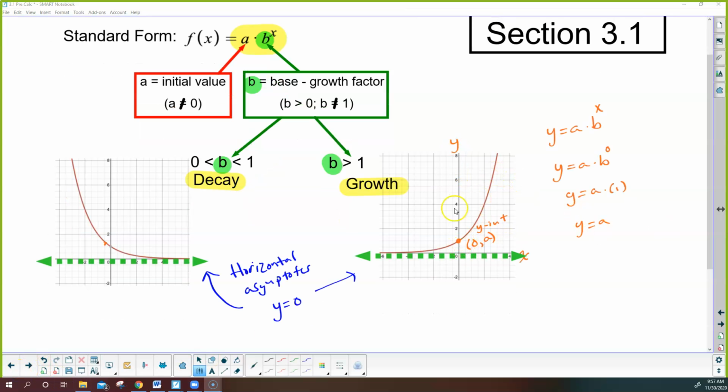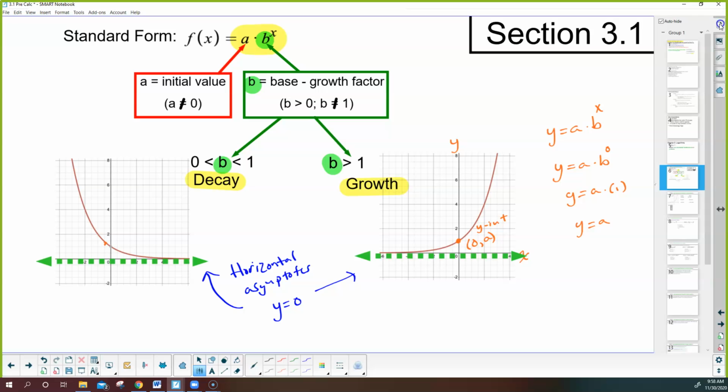Okay, so we just quickly showed you that you can still calculate y-intercepts by just plugging in x equals 0. And then we showed you that there actually is no x-intercept with this specific problem, because there is a horizontal asymptote at y equals 0, which means this graph will never cross the x-axis.